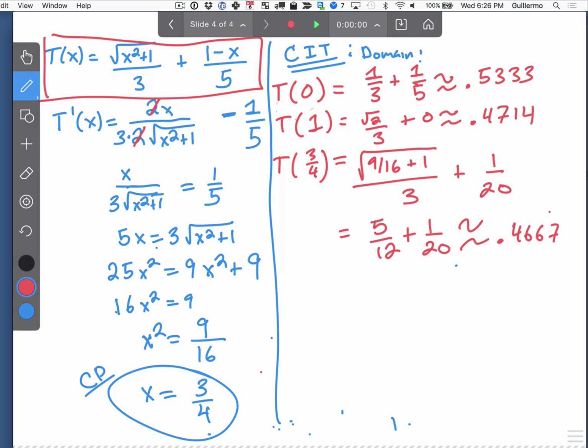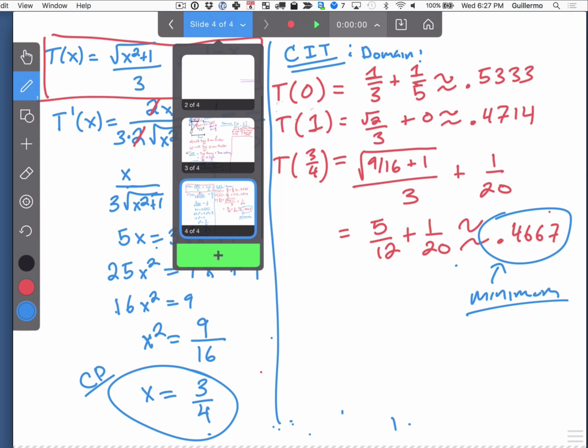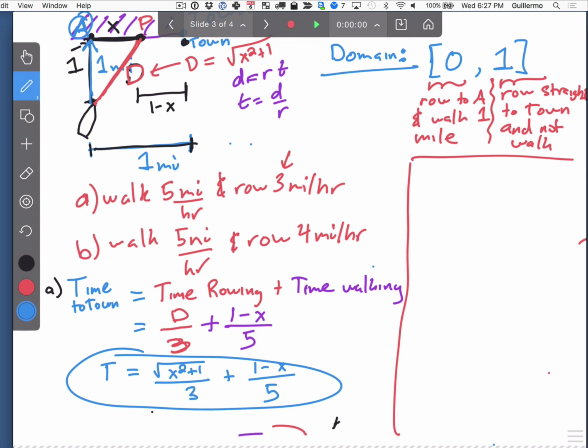So which one's the minimum? 3/4, right? So this is the minimum. So the minimum is when x is 3/4, meaning if we go back to our picture, if you row whatever distance that is, right? If you calculate using the Pythagorean theorem, so the minimum for part A is when you walk 1 minus 3/4, right? So you walk 1/4 of a mile, and then you row.